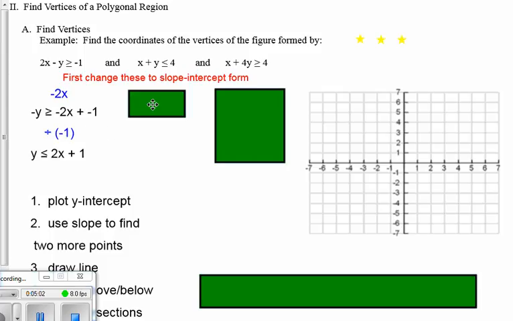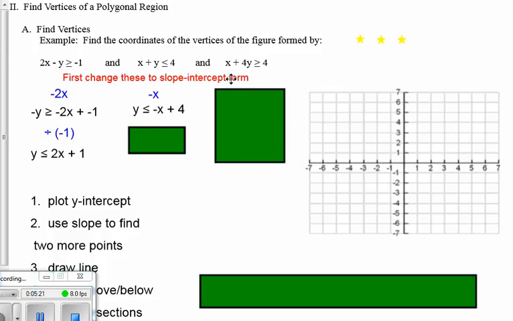For the second one, we have x plus y is less than or equal to 4. Well, in that case, all we have to do is subtract x, and we can get y is less than or equal to negative x. So that one is already in slope-intercept form for us. We don't need to multiply or divide anything.